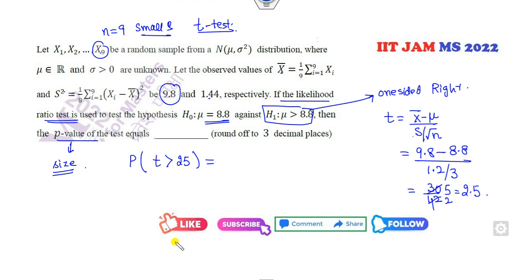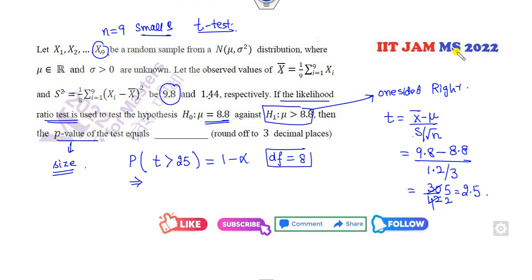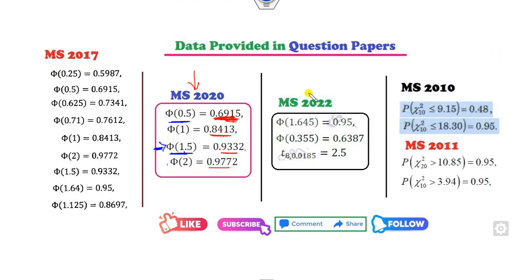Your target is to find this number. Probability should be 1 minus alpha. The degree of freedom is 8. Now how can you do that? Again, there is no need to solve. Look at the table's value. It is already given to you, you can see this number here.